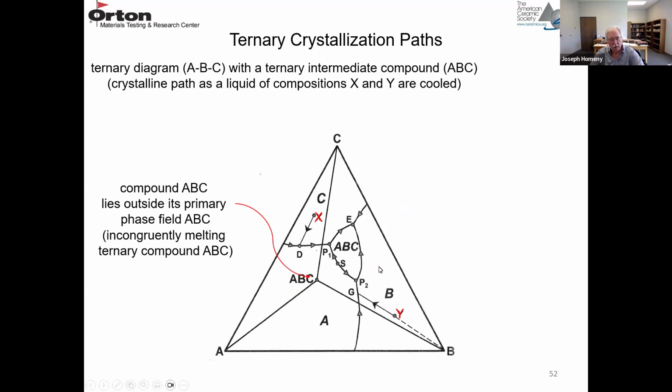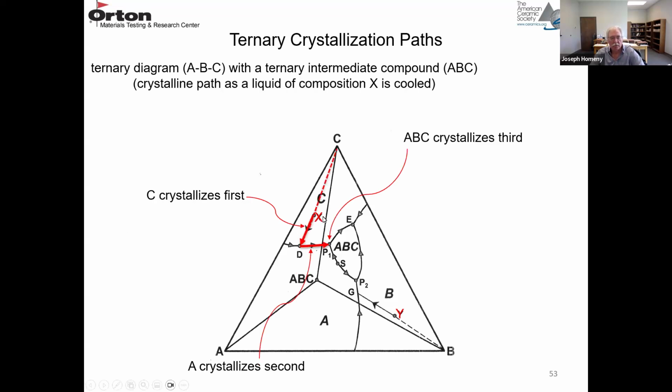And I have a few more examples. This is a phase diagram with this compound ABC. So we have a ternary compound ABC. Its phase field is right here. Its composition is outside the phase field, so it's over here, ABC. So it's an incongruently melting ternary compound. And there's 2 points on here, X and Y.